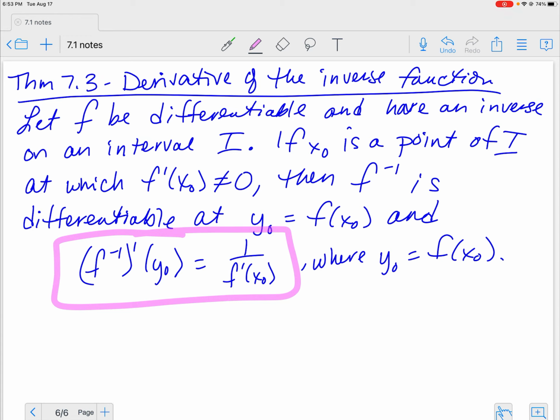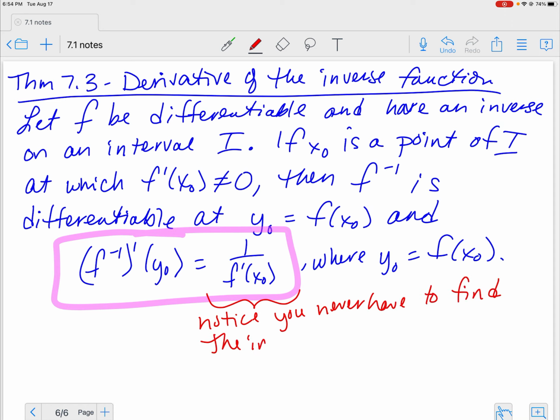I'd like to point something out to you. When you have the derivative of the inverse, notice you never have to find the inverse function.